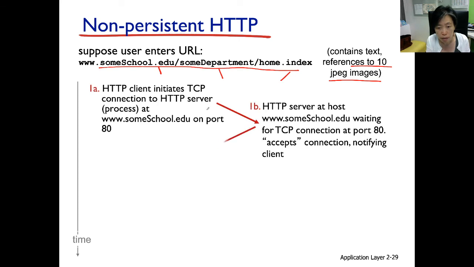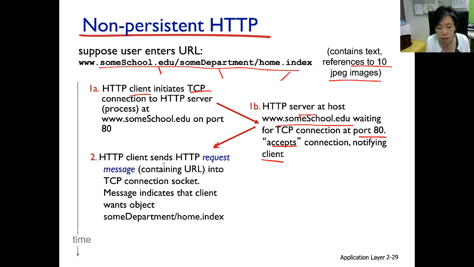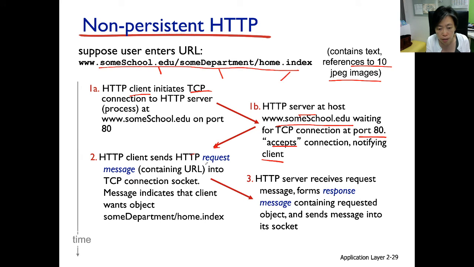Step number 1, the TCP establishment. The client here initiates a connection request. The server sitting at this location at port 80 will accept the connection and then send back a, sure, open it message. The second exchange is the client sending the request message. All right, so embedded in the message is the URL. That's going to go through the socket, with the URL right there in the message.